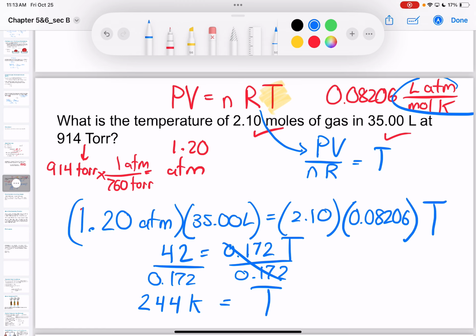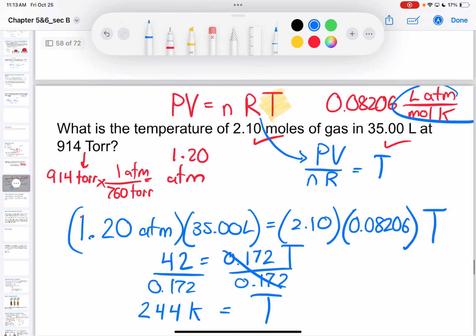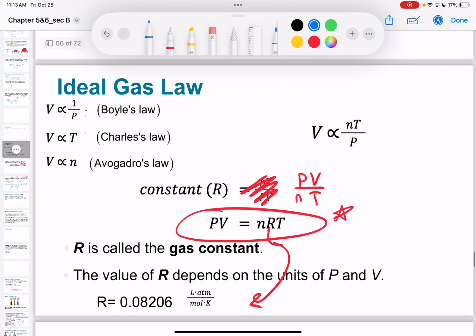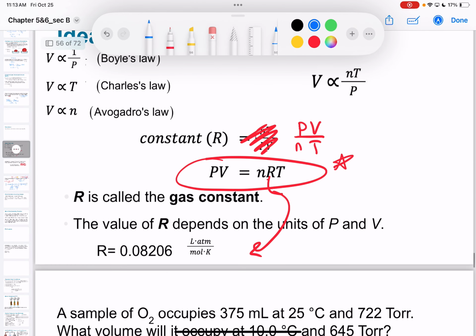Okay. The other thing that's really nice about the ideal gas law is that it allows us to pull out all of those other equations that we did in the last class. We can find those through the ideal gas law.